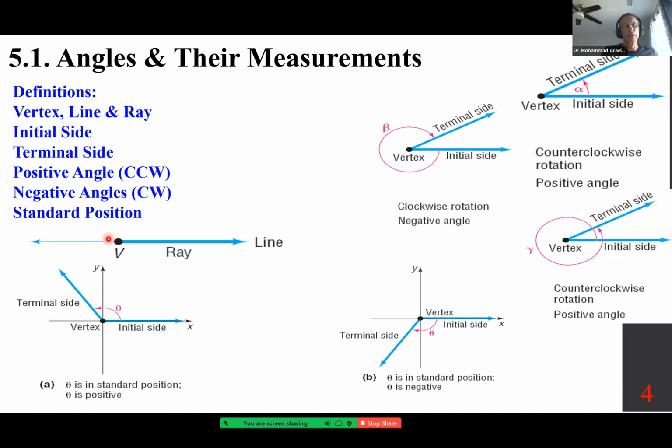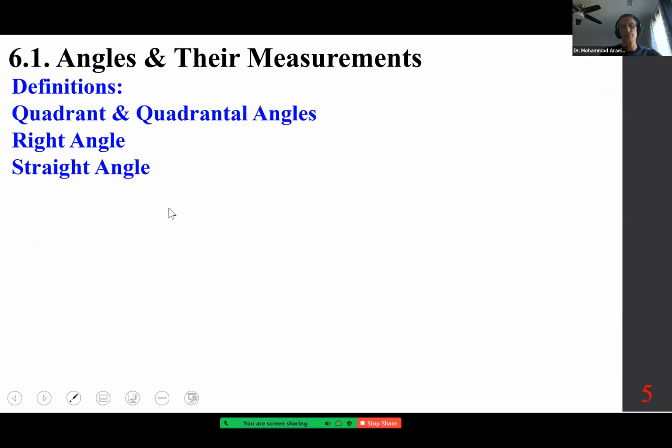So a line, ray, half line, this is the vertex, and this is the standard position, initial side along the x-axis, vertex on the origin, and the angle it makes with the terminal side. If it's counterclockwise, it is considered to be a positive side. If it's clockwise, CW, that's on the negative side.